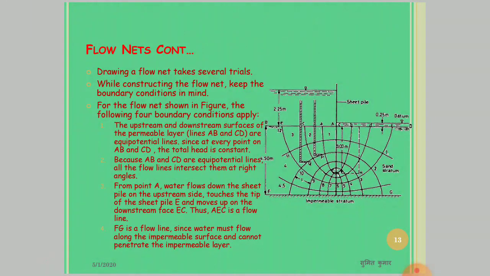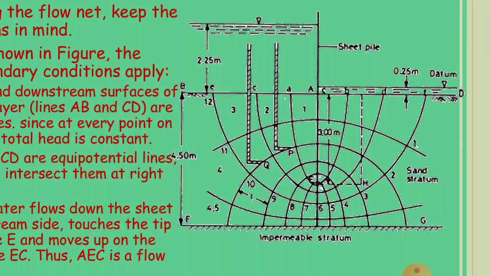The next boundary condition is that from point A, water flows down the sheet pile on the upstream side, touches the tip of the sheet pile E, and moves up on the downstream face EC. Thus, AEC is a flow line. And the last boundary condition to draw this flow net is that surface FG is a flow line, because the soil stratum beneath line FG is an impermeable stratum. So water cannot penetrate this layer, and water only flows along the impermeable surface line FG.